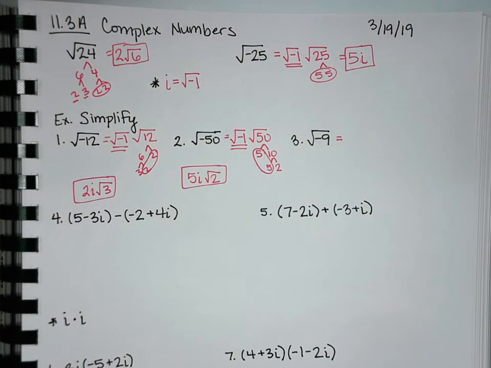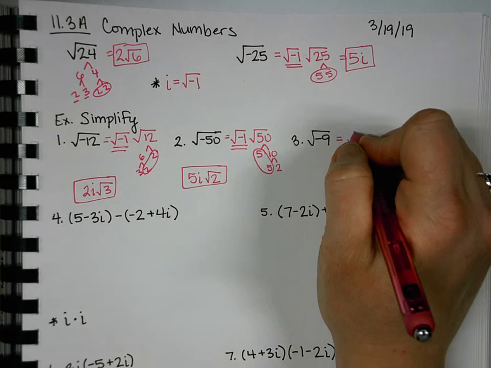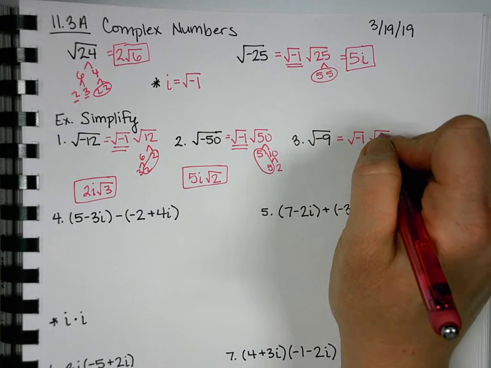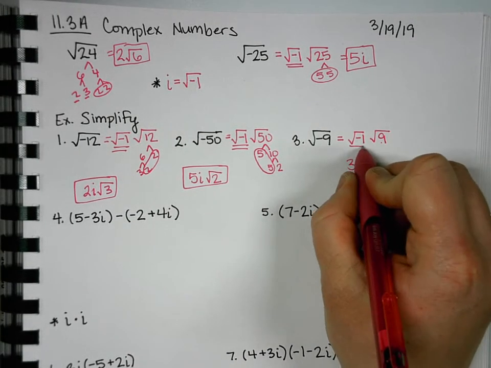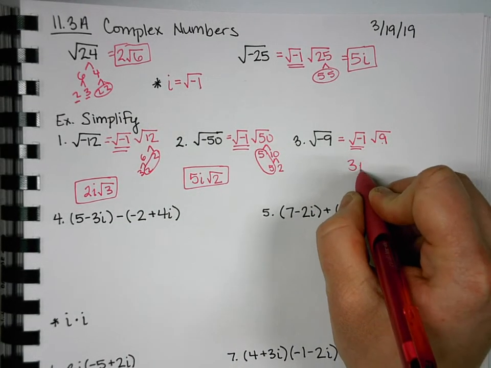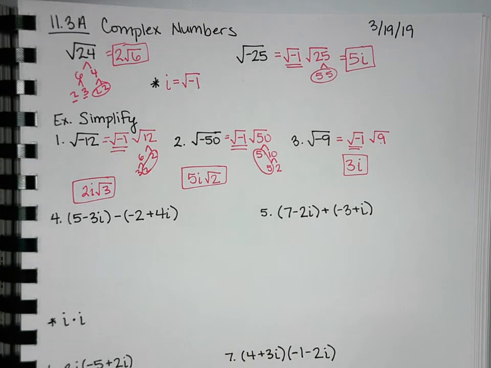Okay, what about the square root of -9? And 9. What's the square root of 9? 3. And then what's the definition of square root -1? 3I. Okay, so pretty much whenever you see a negative on the inside, you're going to have an I in your answer.